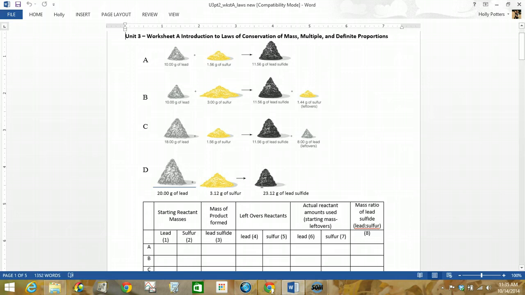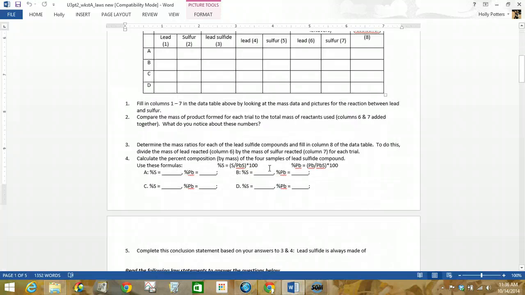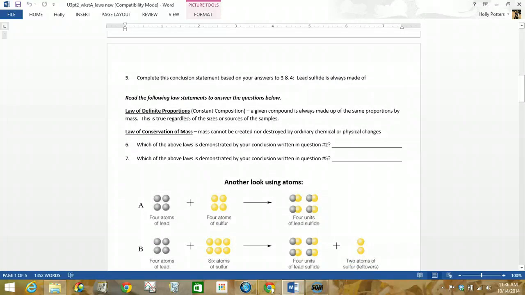So even when we've got, in example D here, a larger sample produced, a larger amount of product produced, the ratio of lead and sulfur used is the same. So the amount of lead that was actually used is larger, the amount of sulfur that was actually used is larger than the previous examples, but the ratio is still the same. Okay, so that's what these 2 laws state.